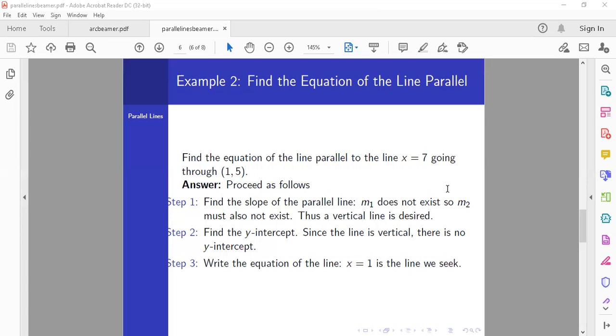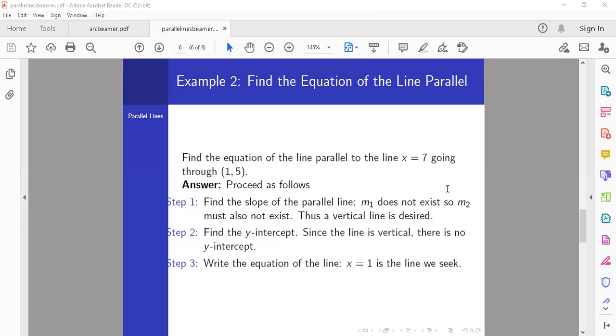Second example, which appears often, is to find the equation of the line parallel to the line x equals 7, going through the point (1, 5). Well, x equals 7 is a vertical line, and vertical lines do not have a slope. So when we ask what's the slope of this x equals 7 line, we say the slope does not exist.